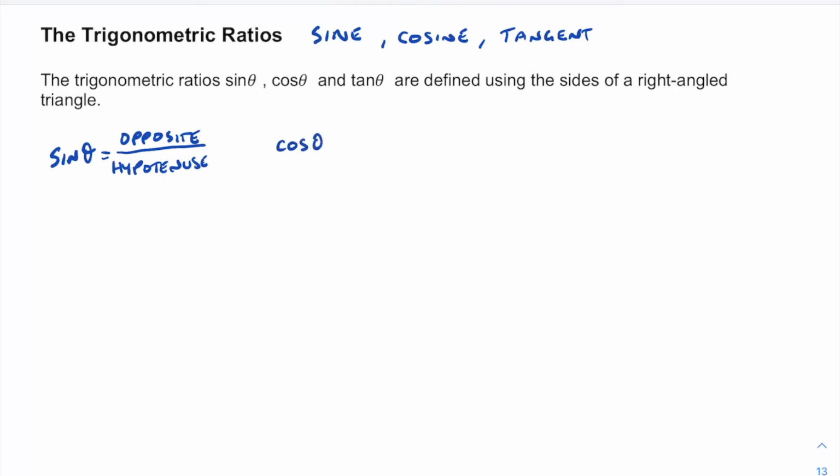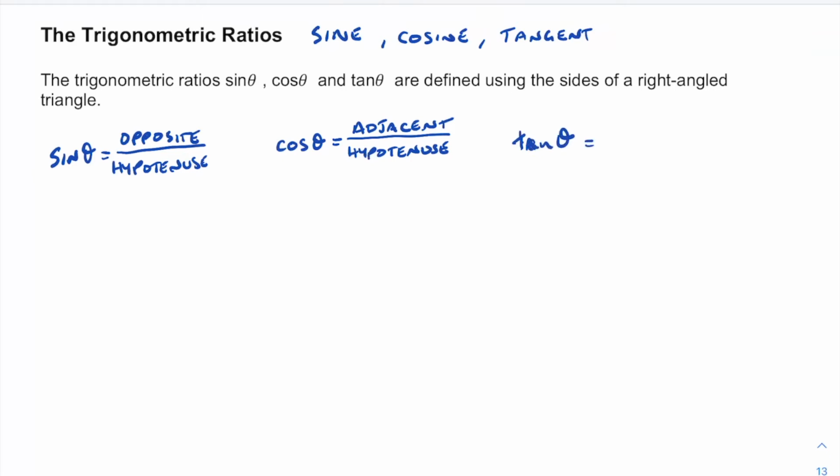For cos theta, we're going to look for the adjacent over the hypotenuse. See how they actually complement each other quite nicely? They do the opposite thing to each other, or they sort of fit together like puzzle pieces. So sine is the opposite, cosine is the adjacent. And then we have tangent, or tan theta.